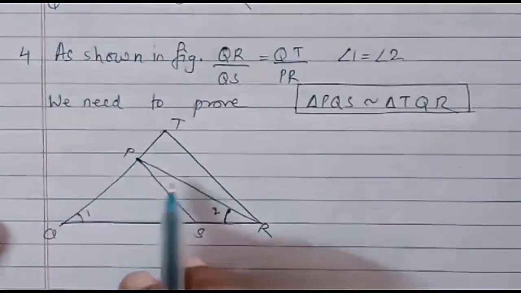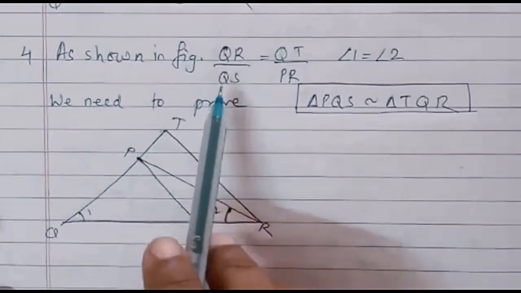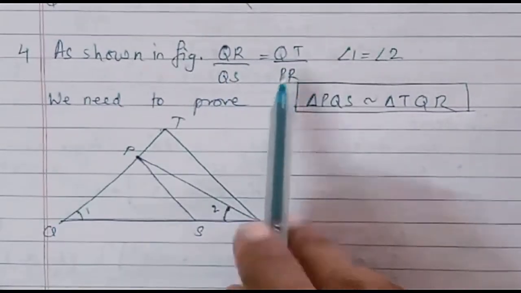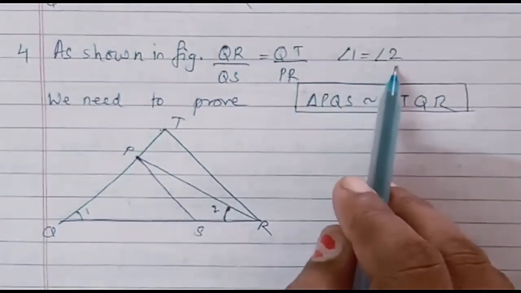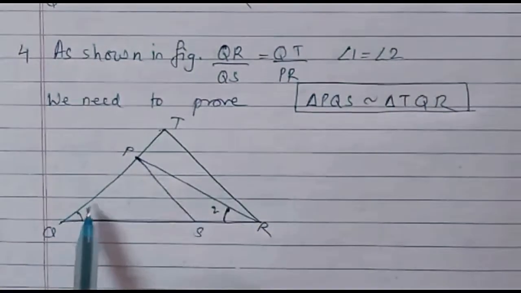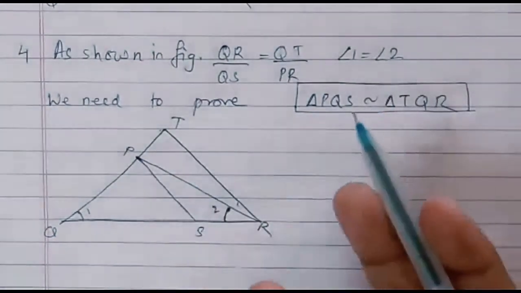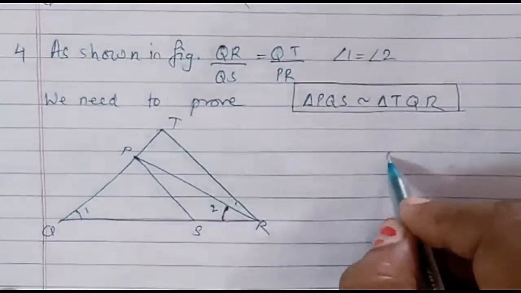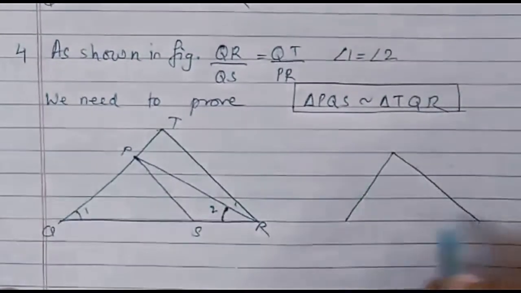Now let us take one more result. As shown in the figure, QR is to QS is equal to QT is to PR. Also angle 1 is equal to angle 2. So you can see in the figure here, it is maybe a little confusing for you, but if you draw it correctly, if you draw 2-3 parts of it, you will understand.